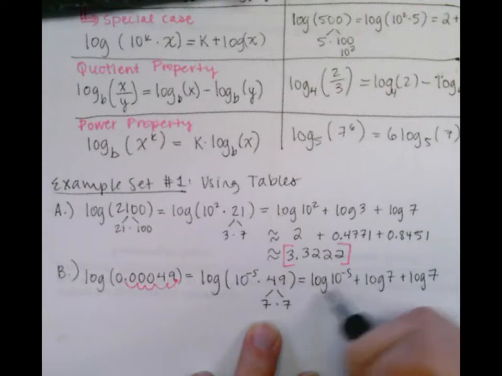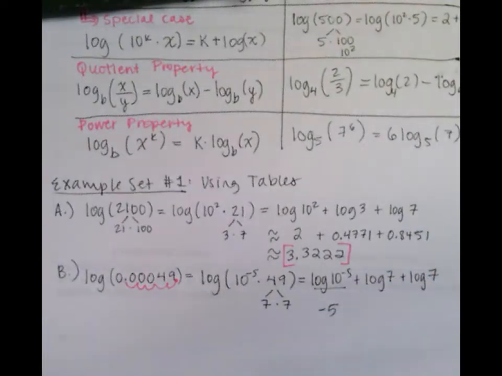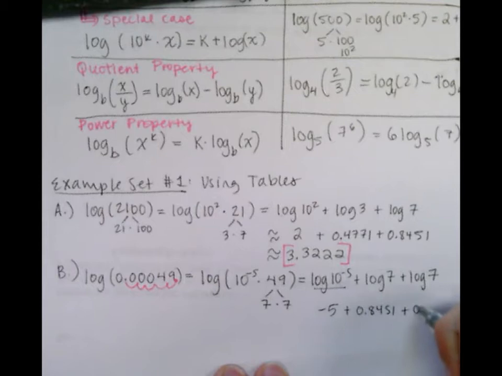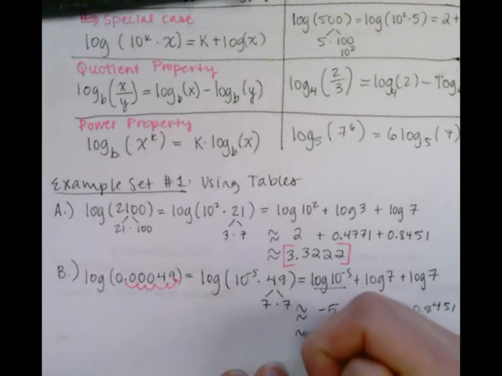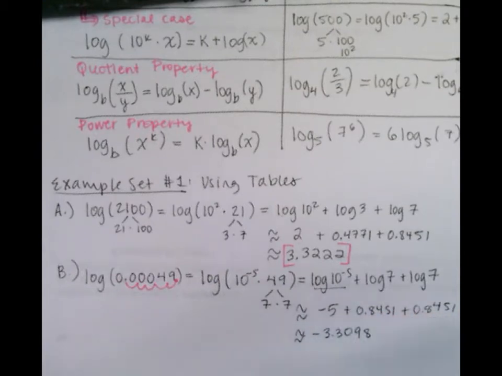And from here, I know that log of 10 to the negative 5 is just negative 5. And based on my table, I know log of 7 is 0.8451. We got 2 of those. You could also do times 2 if you don't like writing this out twice. And this is, again, an approximation. So if you punch this into your calculator, you get negative 3.3098.